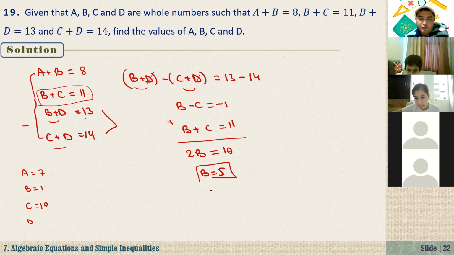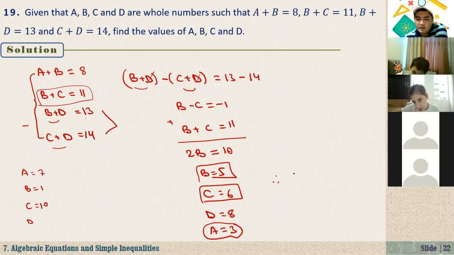Now if B is equal to 5, what is C? If you substitute into the second equation, 5 plus what number is 11? So C is equal to 6. Now if you substitute into the third equation, B plus D equals 13, B equals 5, what is D? D equals 8. Now if you substitute into the first equation, B equals 5, A plus 5 equals 8, so A is 3. So here we have A equals 3, B equals 5, C equals 6, D equals 8.